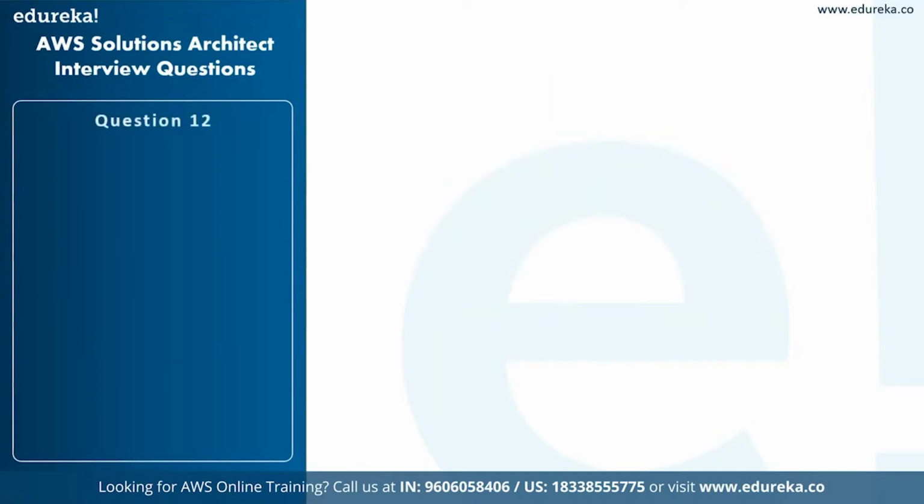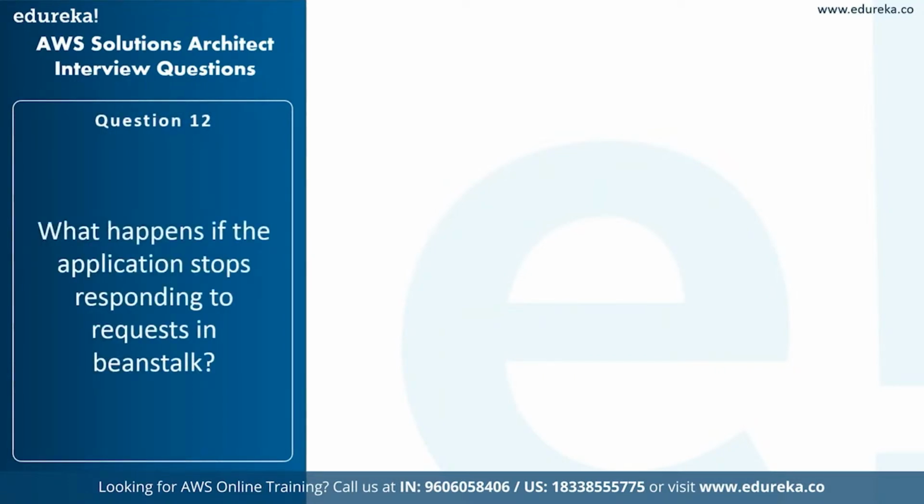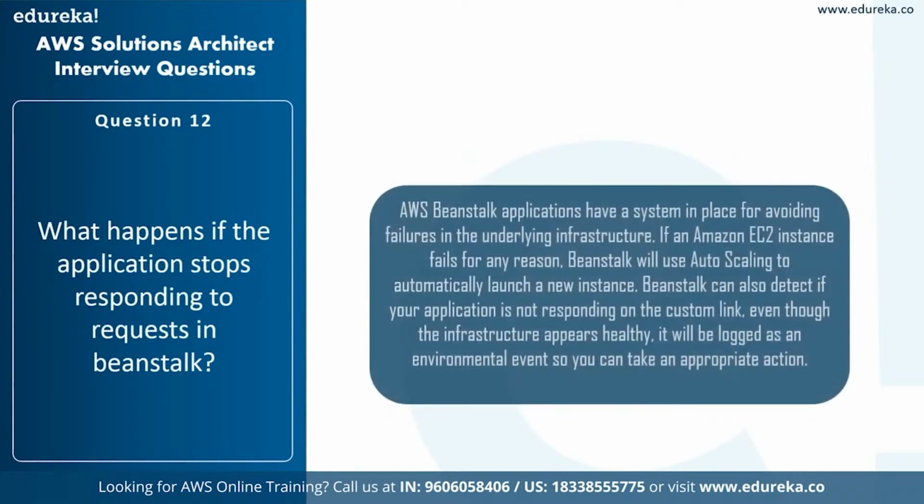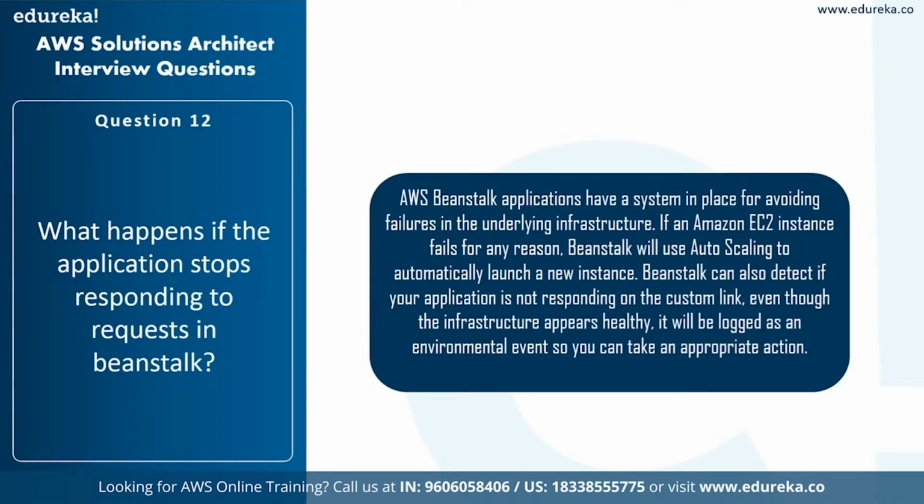Now moving on to the next question, what happens if the application stops responding to requests in Beanstalk? AWS Beanstalk applications have a system in place for avoiding failures in the underlying infrastructure. If an Amazon EC2 instance fails for any reason, Beanstalk will use auto-scaling to automatically launch a new instance. Beanstalk can also detect if your application is not responding on the custom link. Even though the infrastructure appears healthy, it will be logged as an environmental event, for example, a bad version was deployed, so you can take an appropriate action here. So basically, you just have to use auto-scaling for an automatic launch of the new instance.